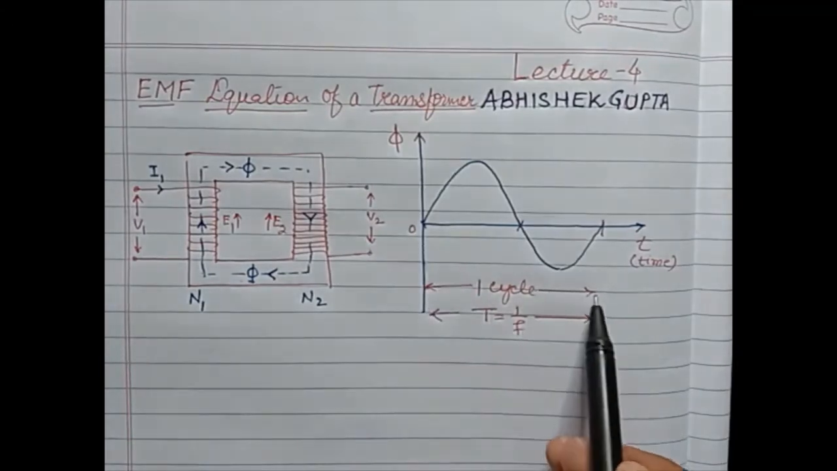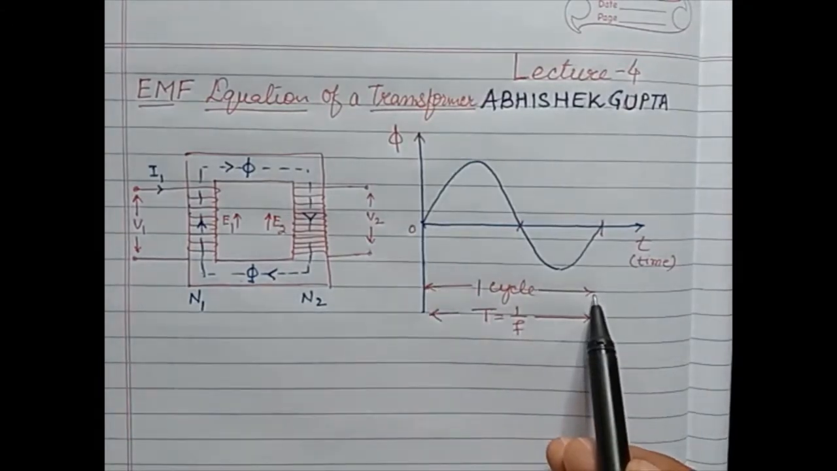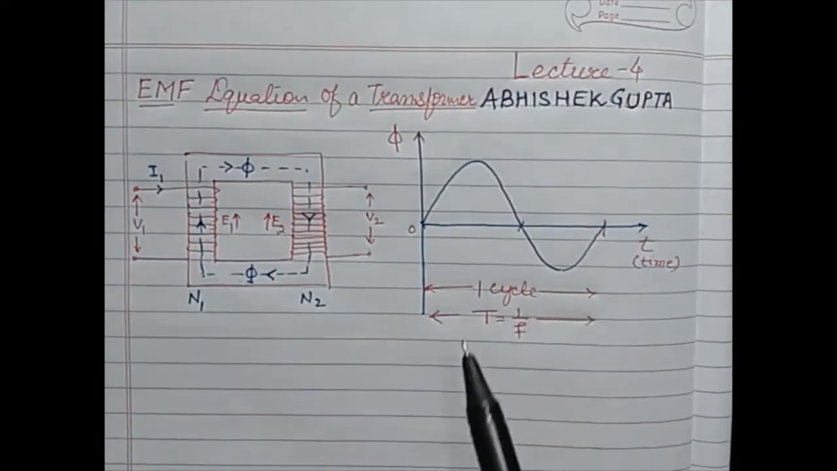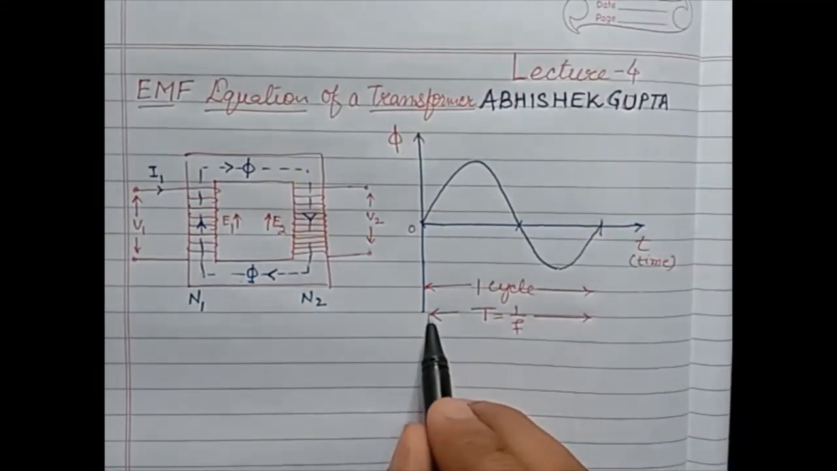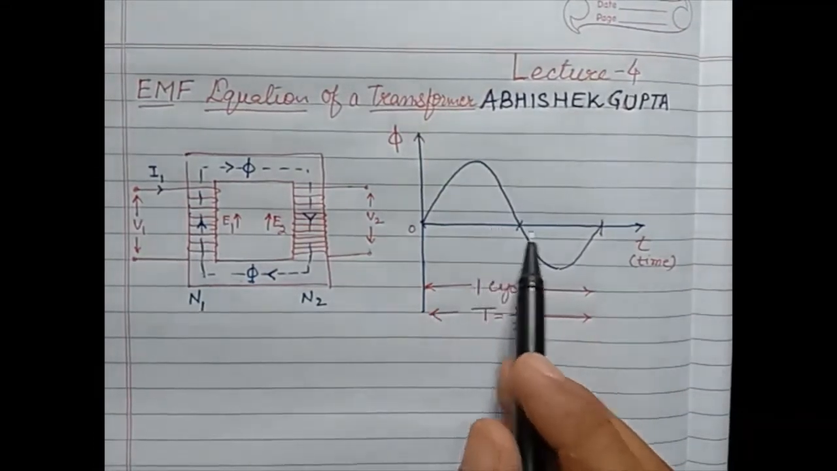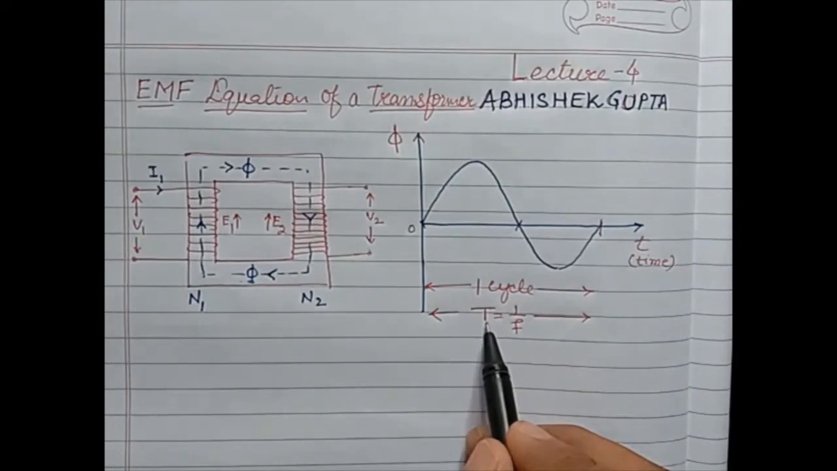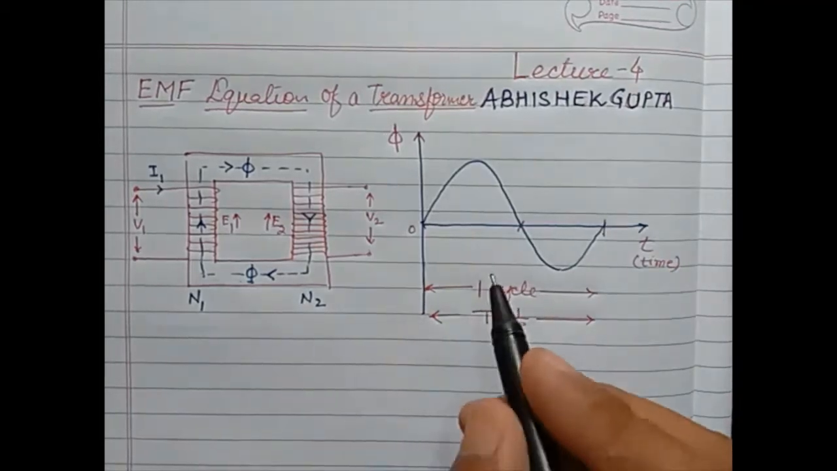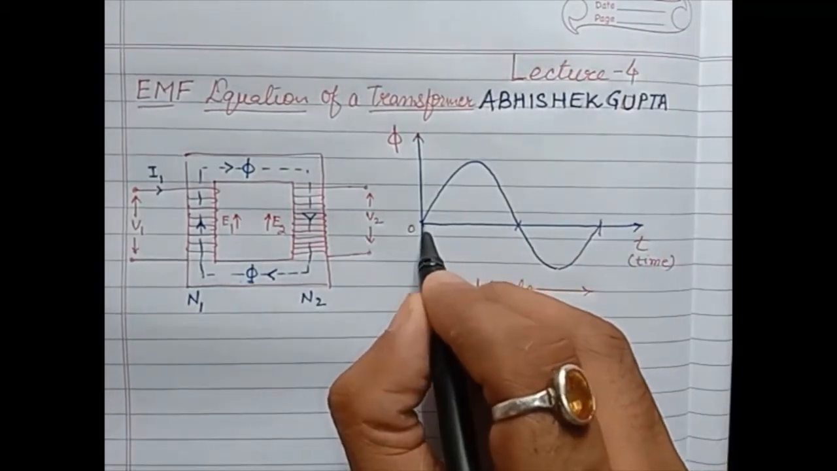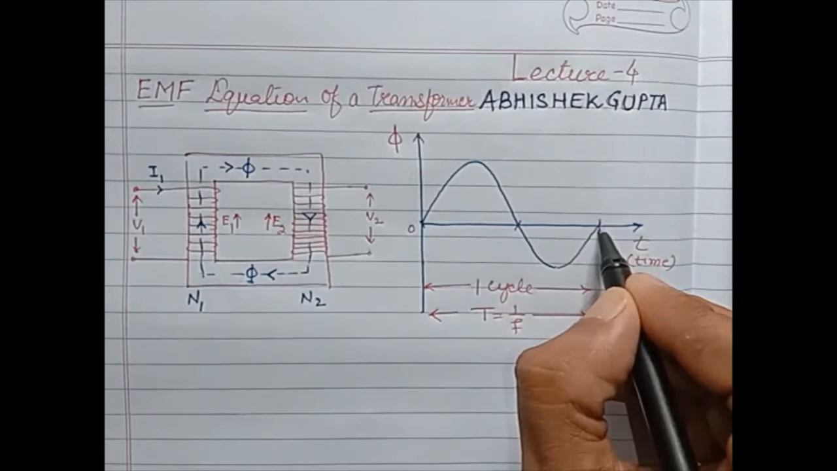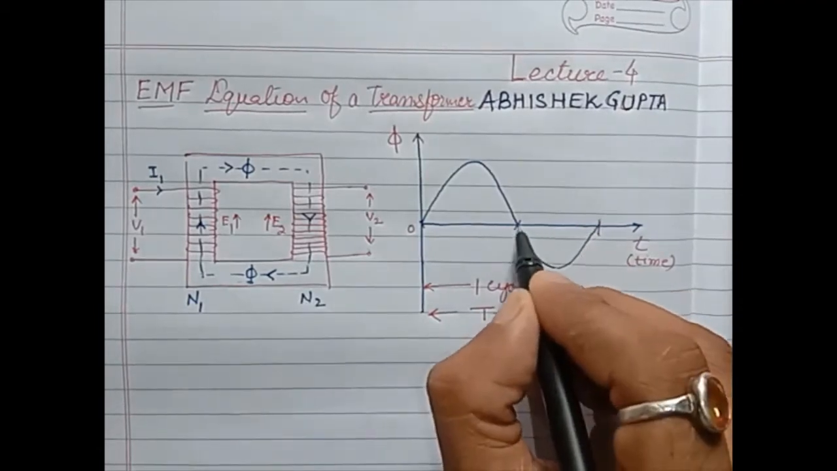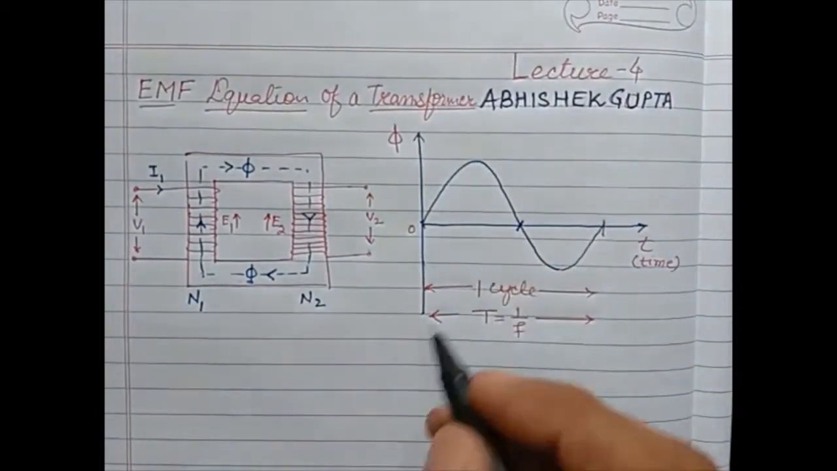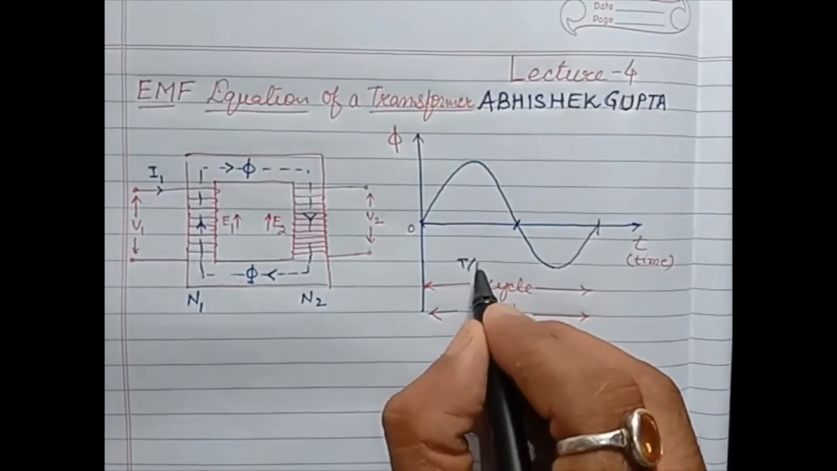Here one cycle is considered for an AC cycle, AC waveform. Suppose T is the time required to complete one cycle, and T is the time period. This time period is given by 1 upon F, where F is the frequency. So the full time to complete one cycle is capital T. How much time will it take to complete half of the cycle? It is T by 2.